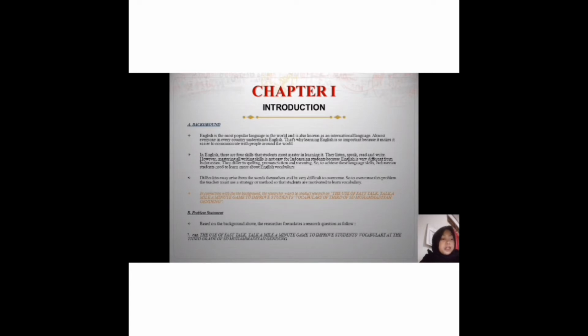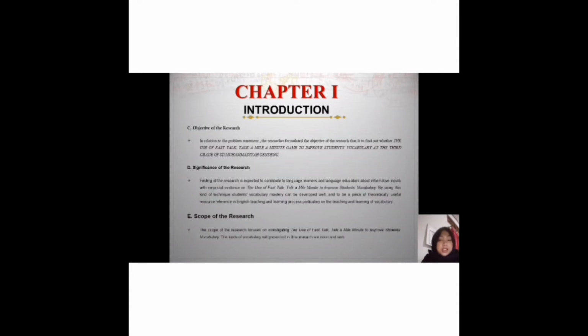For the problem statement, based on the background above, the researchers formulate a research question as follows. Can the use of Fast Talk a Mile a Minute game improve students' vocabulary at the 3rd grade of SD Muhammadiyah Gendeng? And for the objective of the research, in relation to the problem statement, the objective of the research is to find out whether the use of Fast Talk a Mile a Minute game can improve students' vocabulary at the 3rd grade of SD Muhammadiyah Gendeng.